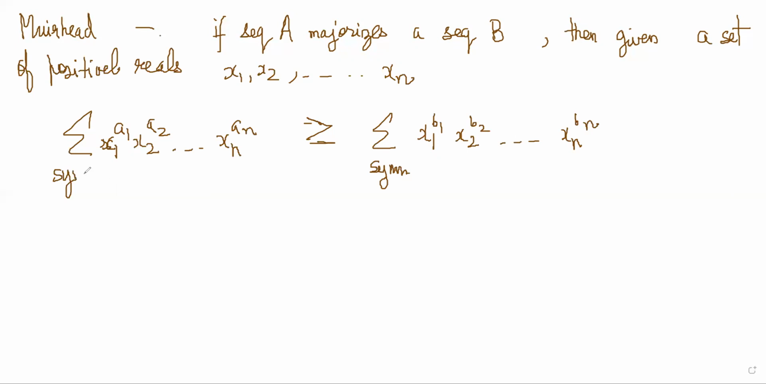So what do we mean by a symmetric sum? The symmetric sum is basically taking all possible combinations. If there are n terms, there will be n factorial terms in this symmetric sum.